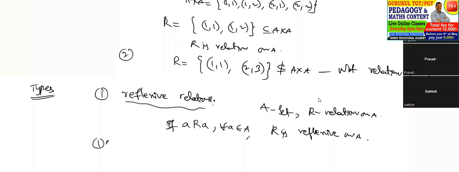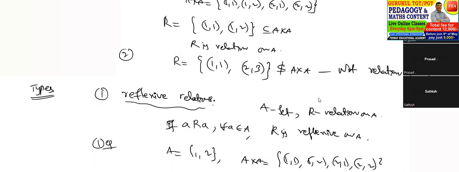For example, you can take A equals {1, 2}, the same example that you started with. A cross A is nothing but {(1,1), (1,2), (2,1), (2,2)}. For example, I consider R = {(1,1), (1,2)}.